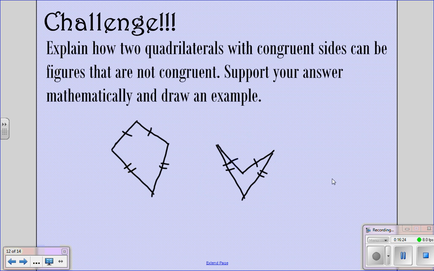So the side lengths are the same. I didn't shorten or lengthen them, I just turned them and flipped them. And so do you see how taking these sides here and then just flipping them down into here, making it a concave figure, would give an example where you have two quadrilaterals with congruent sides that are not congruent. So there's one example. You may have another one, but that's the one that I did.